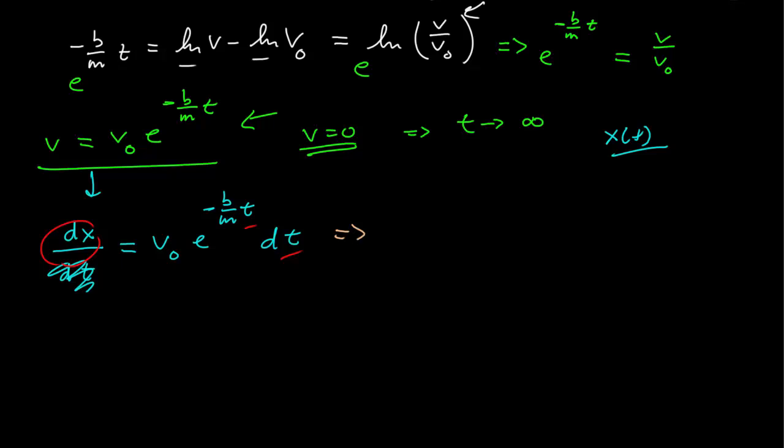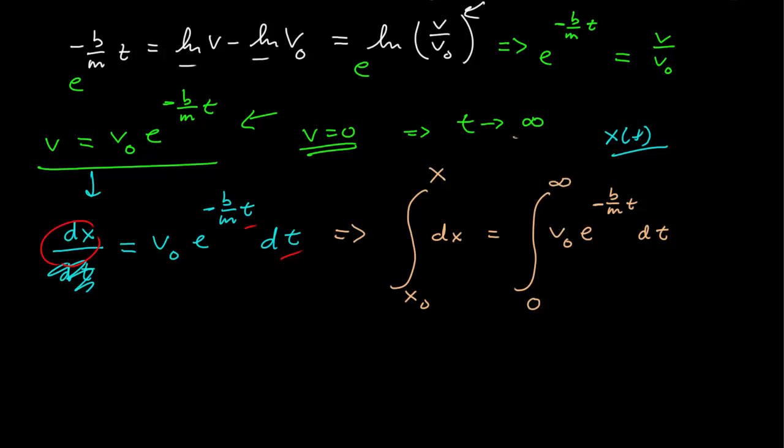So this becomes the integral of dx, and then the integral of v naught e to the minus b over m t dt. We need limits of integration. Our dx goes from some initial position to some final position, and our time goes from our initial time, which is 0, to our final time, which is infinity. Remember, that's where v goes to 0, at t infinitely far away.